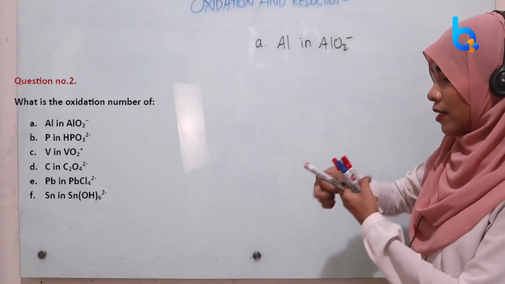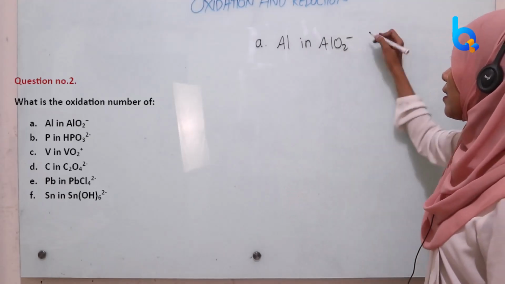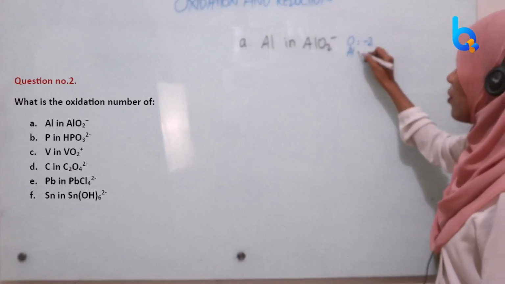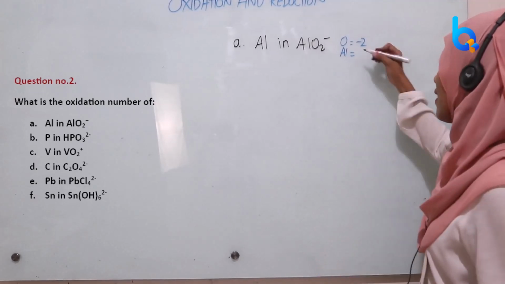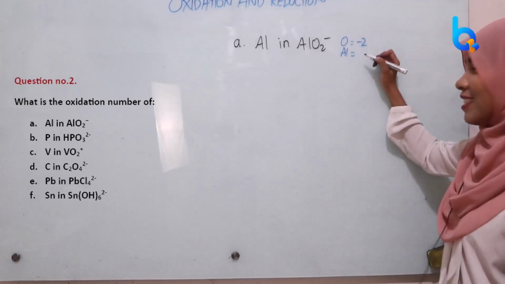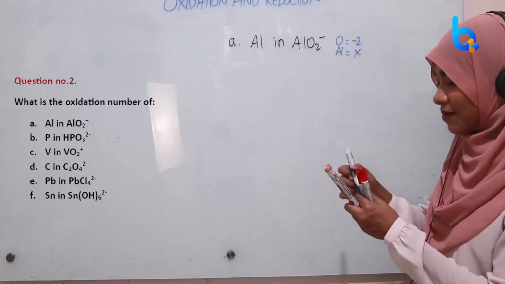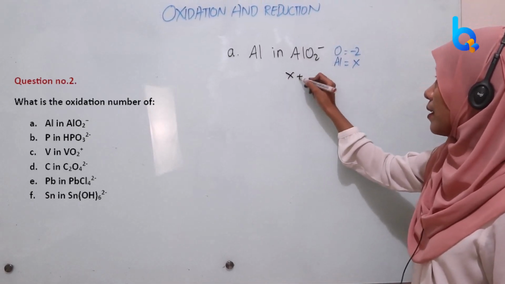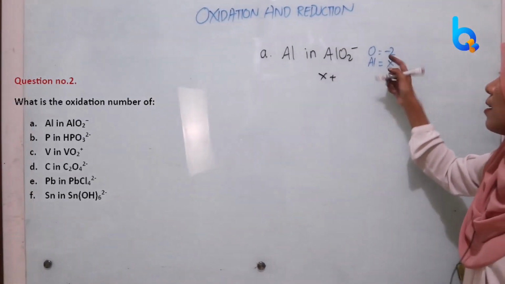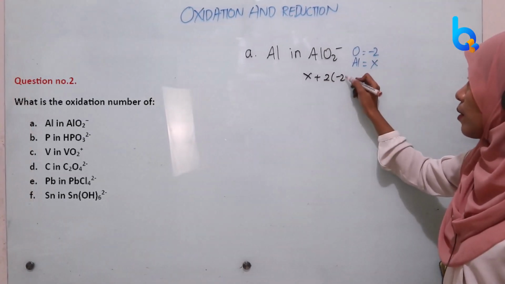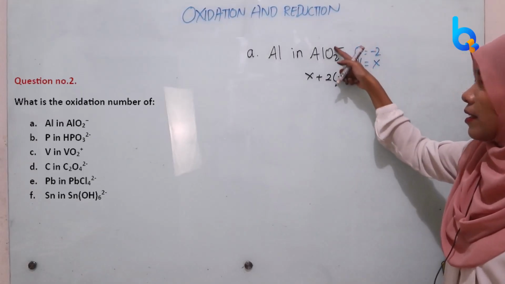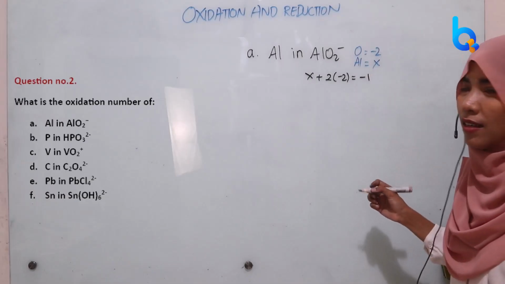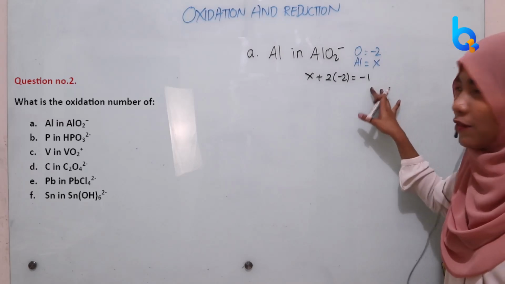Okay, so we know that oxygen has oxidation number -2. We don't know for Al, so just let the oxidation number of Al be X. So Al here is X, plus we have 2 oxygen here, so 2 times -2, equals, this one has -1 charge, so it will be equal to -1. Okay, so you know where this number is coming from.